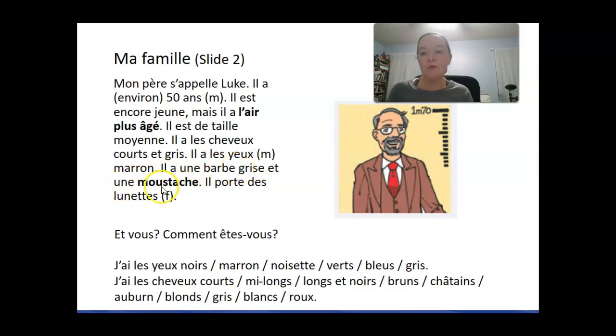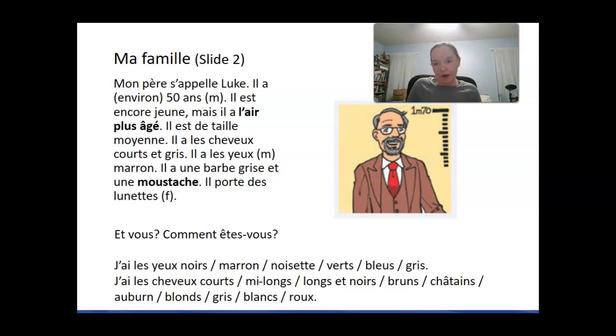Et une moustache. So this word is very recognizable to us in English. We use the same word. Il porte des lunettes. So he uses glasses or he wears glasses. Porter in this case means to wear or to use. Okay. Et vous? Comment êtes-vous? So now the question goes to you. You know, what are you like? What is your appearance like? How would you describe yourself?